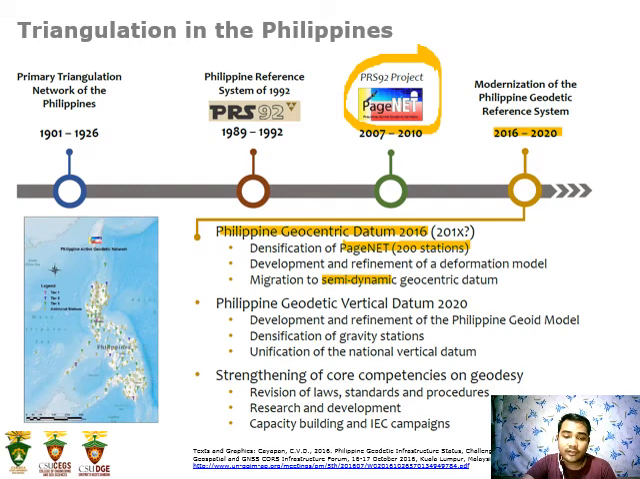And next is the Philippine Geodetic Vertical Datum of 2020. Development and refinement of Philippine Geoid Model or PGM. Kung asa nakabase kato nga N or ang Geoid Spheroid Separation. Densification of Gravity Station, unification of the National Vertical Datum. Okay, it's because sa una, wala pa ang modernization. Ang mean sea level at each place is dili siya connected sa national reference system. So in this era, 2016 to 2020, gihimo na siya og unify, no? Unify. So pasabot, ang tanan nato nga mga vertical datum is naka-kabit na, or murag Philippine na jud siya nga setting. No? And strengthening the core competencies in geodesy such as revision of laws, standards and procedures in research and development, and capacity building in IEC campaigns.